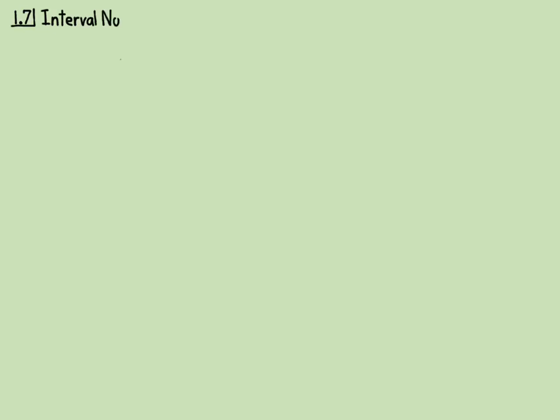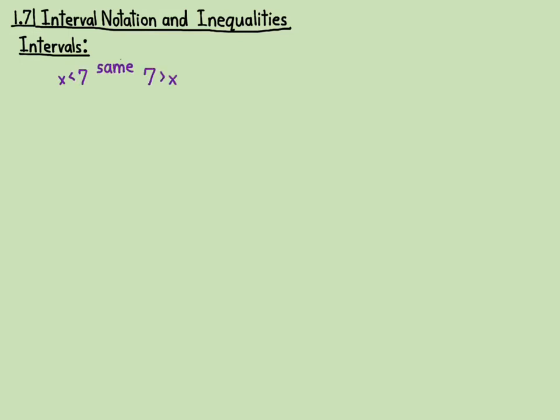Section 1.7 is interval notation and inequalities. So intervals: x is less than 7. A lot of people read this as x is less than 7 and 7 is greater than x. But psychologically, what you care about is where x is. You know where 7 is. So it makes more sense psychologically to read from the thing you don't know.